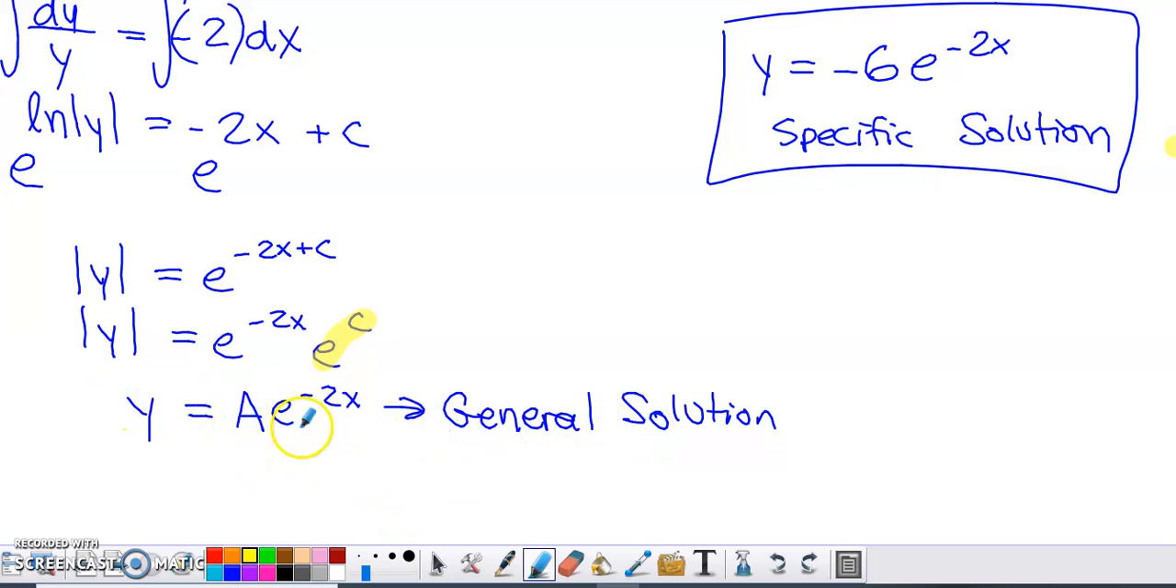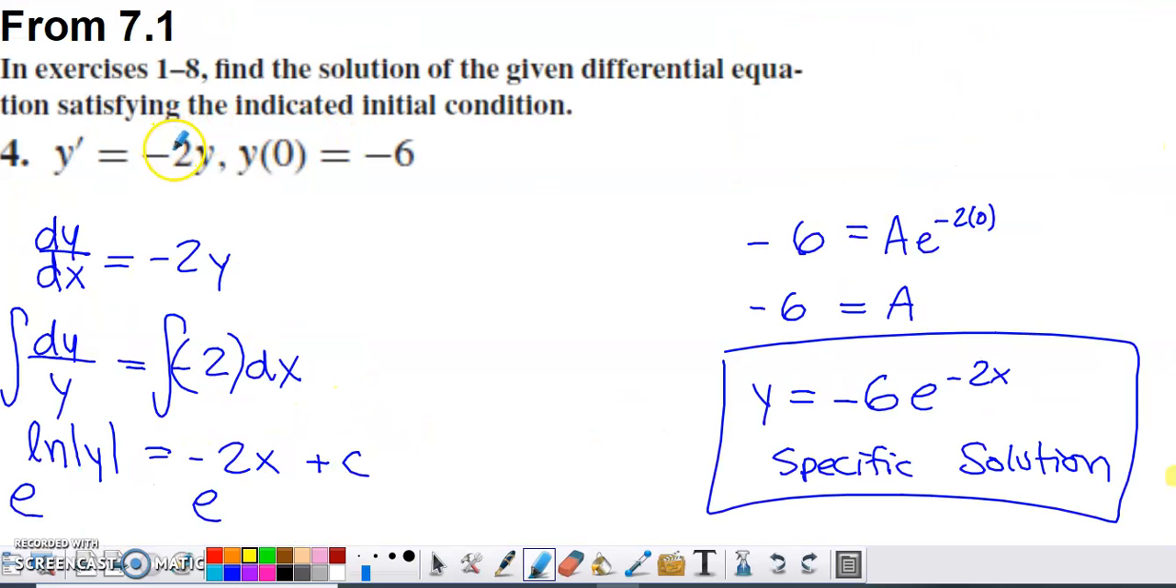I guess before I move up there, this is the general solution. I don't know what that constant is. So this is the situation where every function of this form is going to have this as the derivative. But what's the specific function that has this derivative that goes through this ordered pair, 0, negative 6?